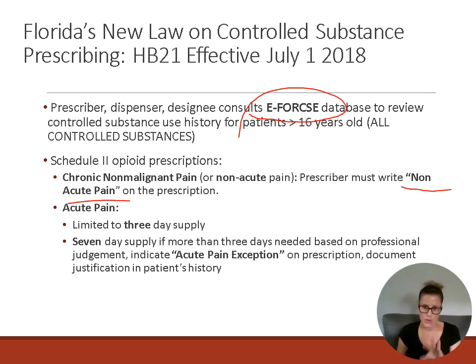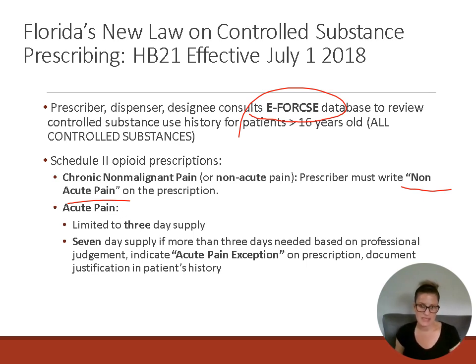Schedule II opioids are limited to a 3-day supply. Okay, because the idea is this pain is not lasting forever. After a few days, the inflammation should go down. They shouldn't need this any longer. So, 3-day supply, if there is a documented reason for why you think 3 days is not enough.